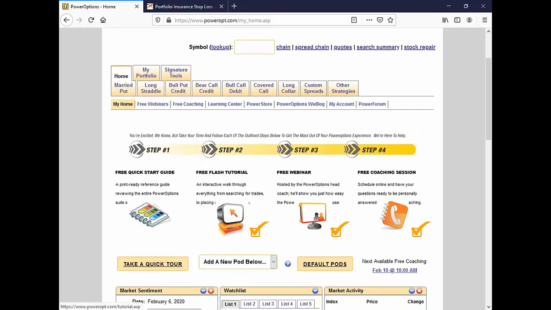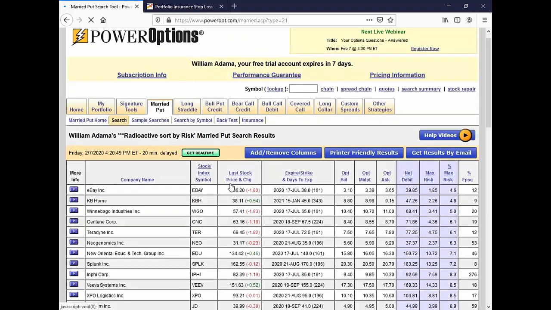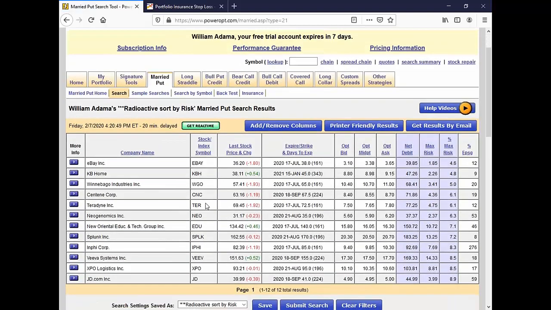Let's start with the married put. And Terrie, sorry about that. Terrie's comment related to the married put: we have a married put position. What is the profit and loss chart, and how can I look at potential positions? Okay, well, let's take a look here.